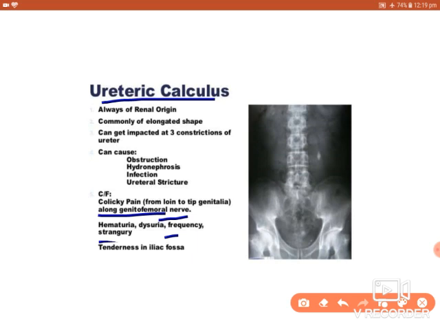Also, the investigation for suspected ureteric calculus is mainly through a CT scan of the kidney, ureter, and bladder, and also with the help of plain urological radiography. What you're seeing is the plain urological radiography. Here you can see the ureteric calculus on the left side. In the left ureter, there is a calculus. That's all about the ureteric calculus.